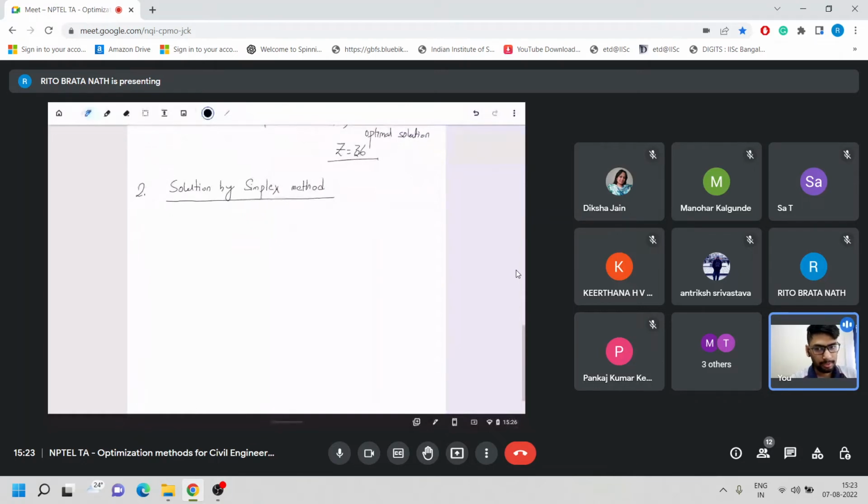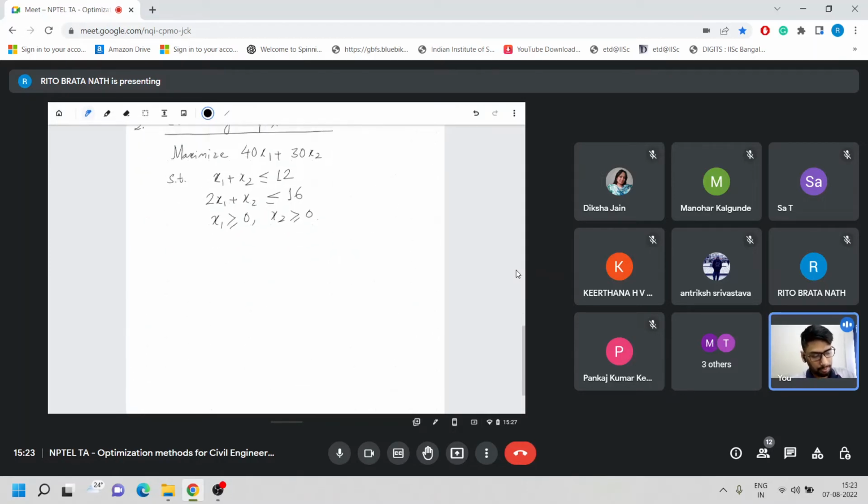So now let's solve one problem using the simplex method. Let's try to maximize 40x1 plus 30x2 subject to x1 plus x2 less than or equal to 12, 2x1 plus x2 less than or equal to 16, x1 greater than or equal to 0, x2 greater than or equal to 0. So let's solve this problem.